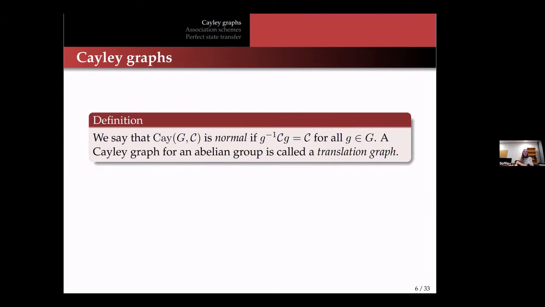Then we say that a Cayley graph is normal if the connection set is closed under conjugation. So the connection set is a union of conjugacy classes of the group.